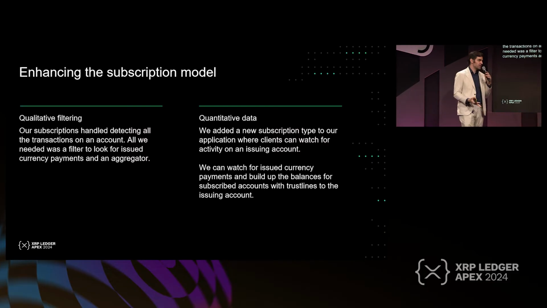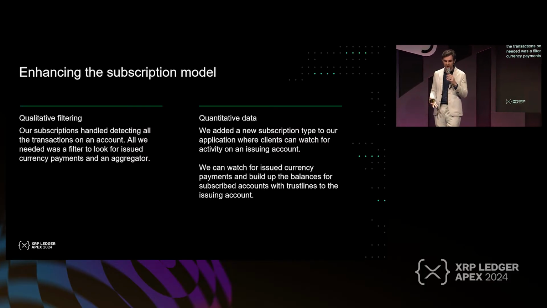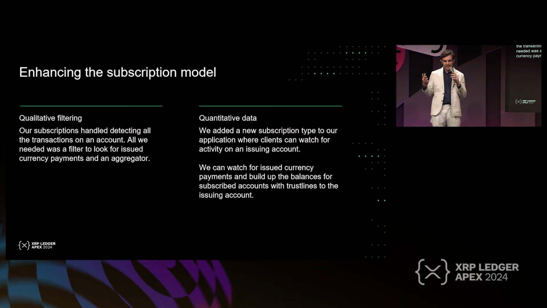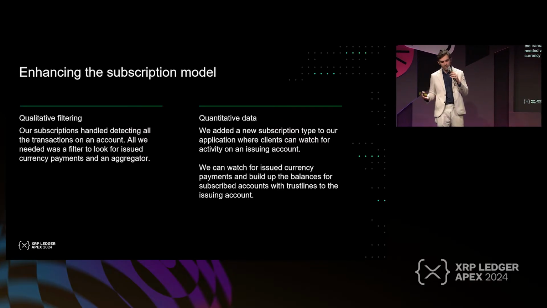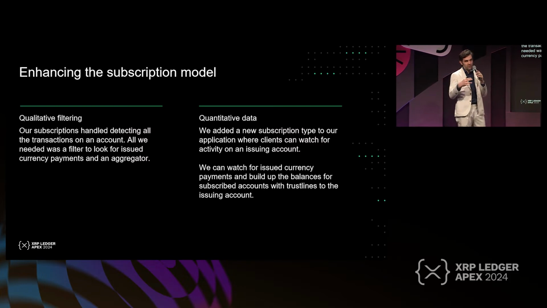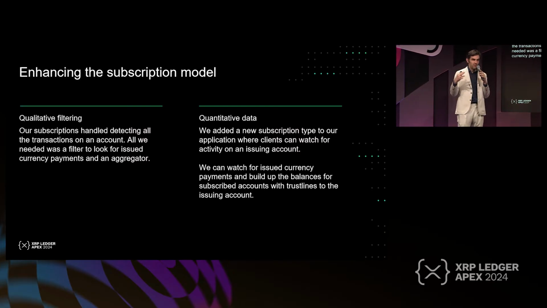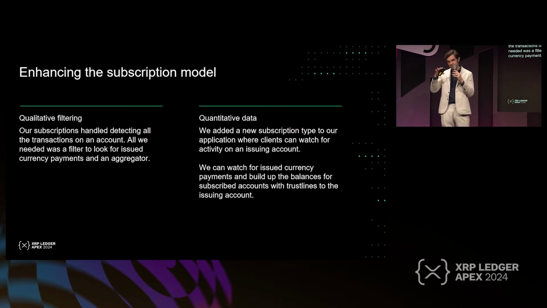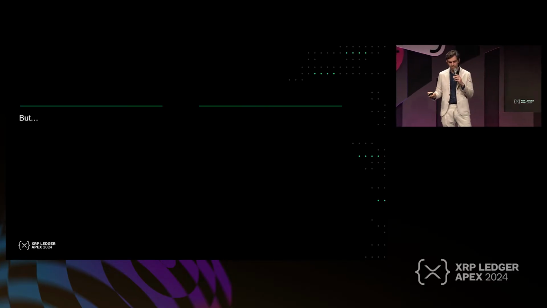We have a new subscription type in our application where clients can watch for activity on an issuer account, and we can watch for payments to come through and then build up balances for the issuer account as well as all of the other accounts that have Trustlines to that account that you care about. So you could add subscriptions for those, and it'll tell you the balances between the issuer and all the accounts that you're watching.